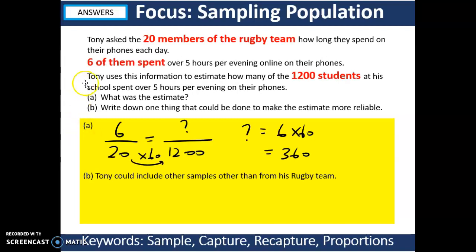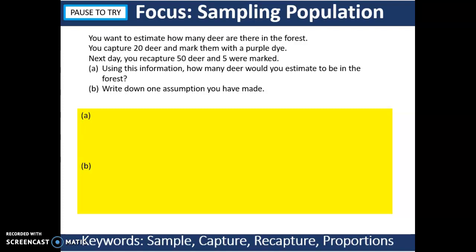Okay, same thing as before. Key information. This is your 6. This is your 20. Because your total is 1,200, you ask yourself how to go from 20 to 1,200. Well, that's easy. Times by 60. So at the numerator, you take your 6 times by 60, you get yourself 360. One thing you could do to make it more reliable is actually ask more people other than the rugby team. You could do it that way. Okay, next one, try. Pause.